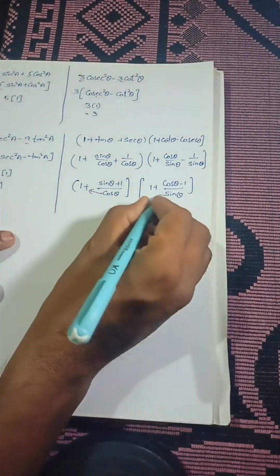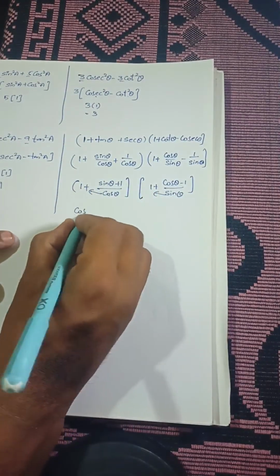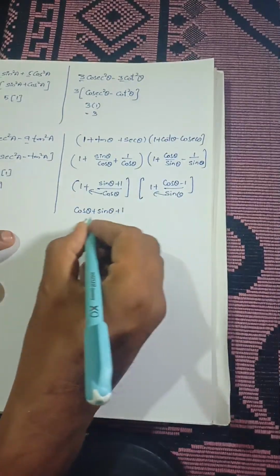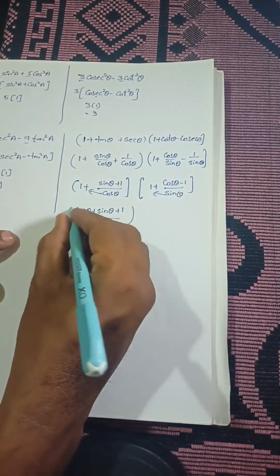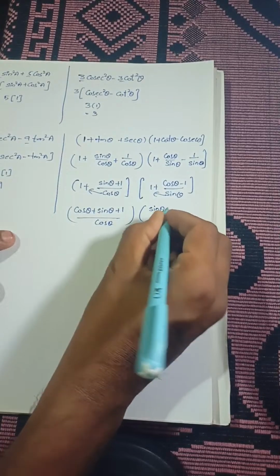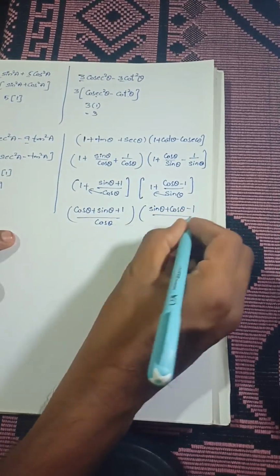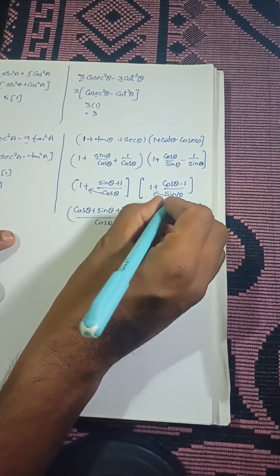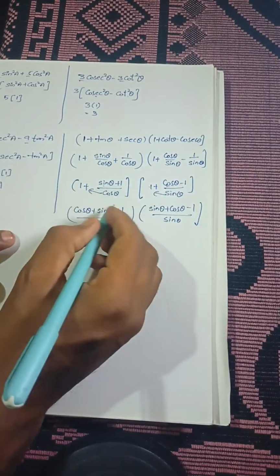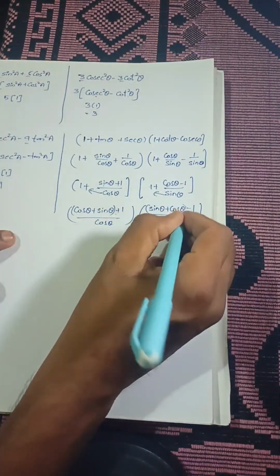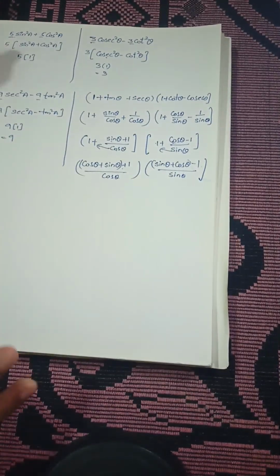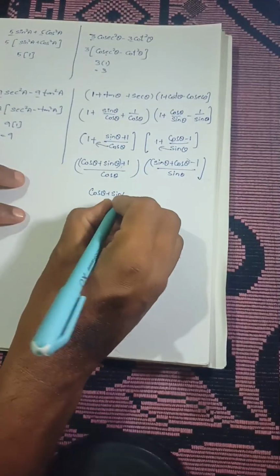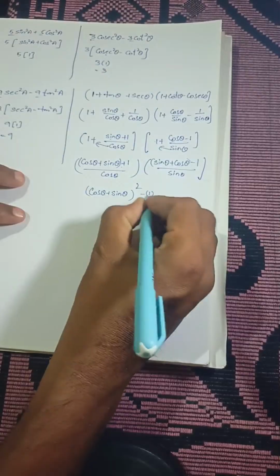Now do cross multiplication here and here. Cos theta plus sin theta plus 1 by cos theta, here also the same, sin theta plus cos theta minus 1 by sin theta. For this one we are writing cos theta minus 1 and multiplying with sin theta. Here sin theta plus 1. Now you can observe this one is in the form of a plus b into a minus b. You know a plus b into a minus b very well, that is a square minus b square, that is cos theta plus sin theta whole square minus 1 whole square.